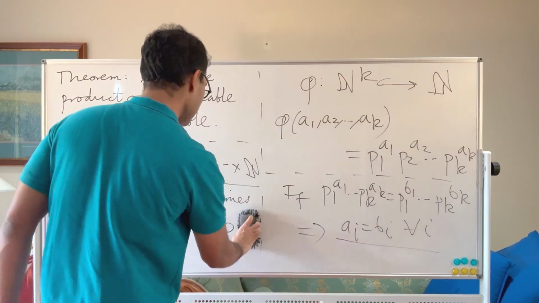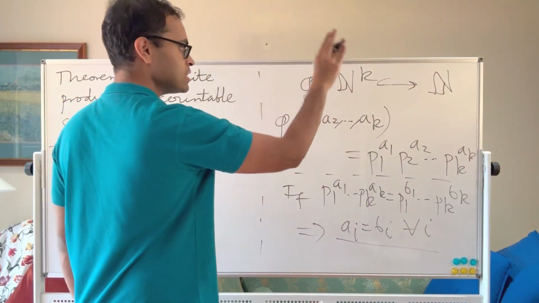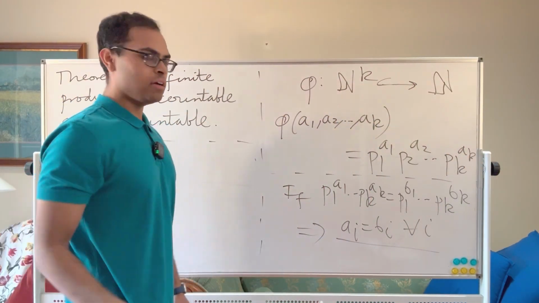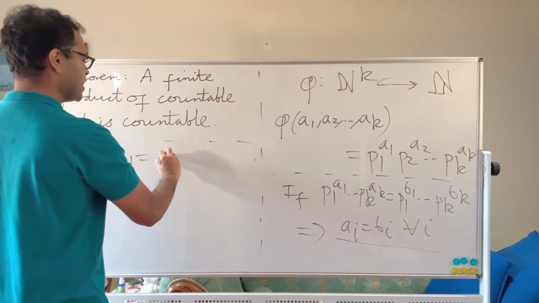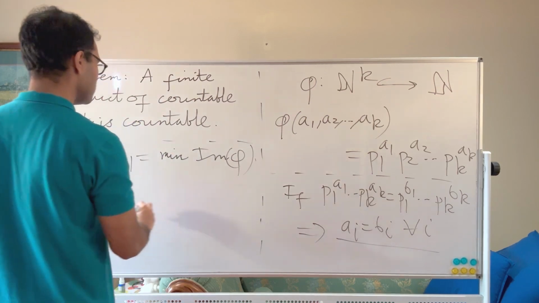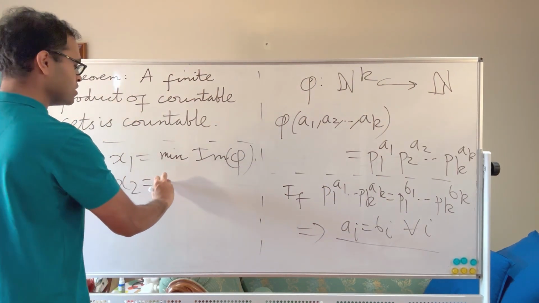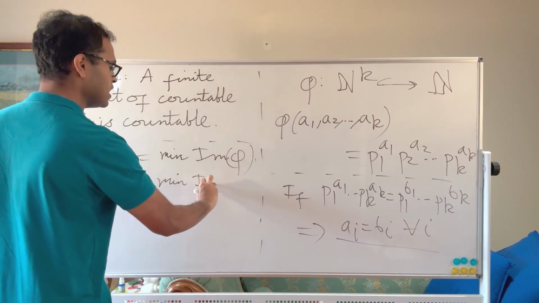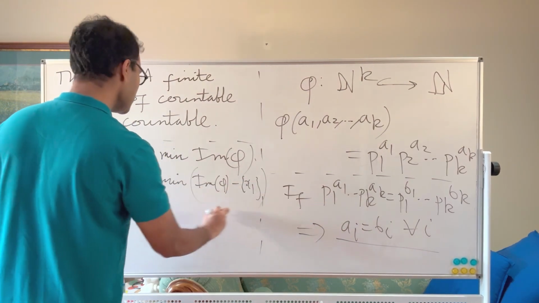Because essentially we do the following trick. Let's look at the smallest natural number that's in the image of phi. We can call that x1. So let x1 be the minimum element in the image of phi. And then you can define x2 to equal the minimum element in the image of phi minus x1. Just minus x1. And then you can keep on going.